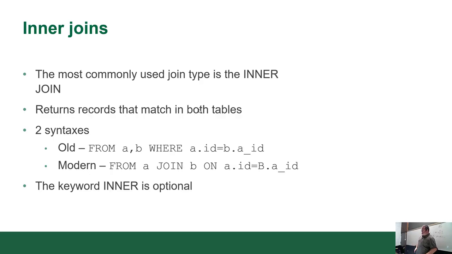Now, there's three kinds of joins. Well, there's more than three. There's actually like five. But there are three that a lot of people use. The first one is known as the inner join. It's the one you're going to use 99% of the time. It returns records that match in both tables.